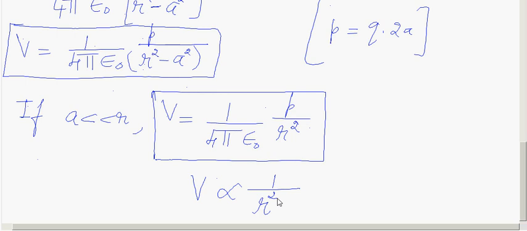Whereas if you see the potential due to a point charge, it is 1 by r. So see the difference. The potential due to a point charge is inversely proportional to r, whereas the potential due to a dipole is inversely proportional to the square of the distance. V is proportional to 1 by r square. So sometimes they may ask you to show that the potential due to a dipole on its axis is inversely proportional to the square of the distance r. So you can do this derivation in that case.